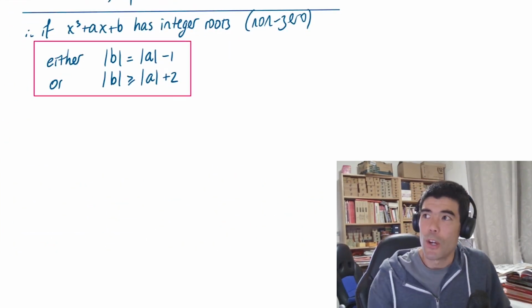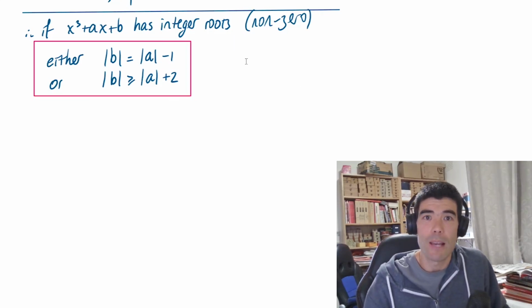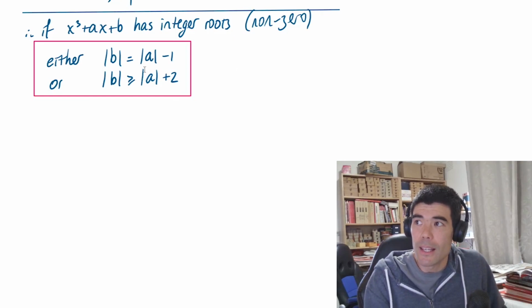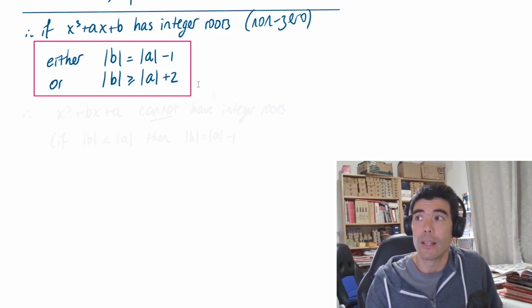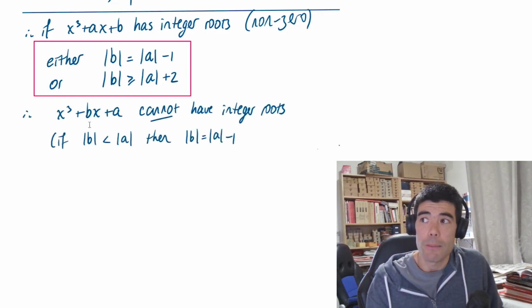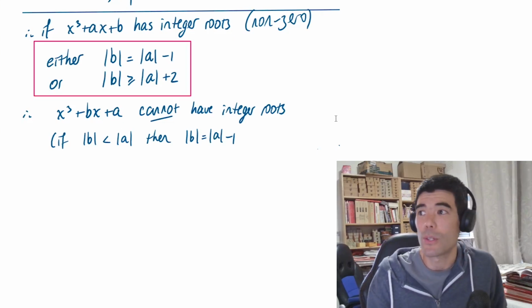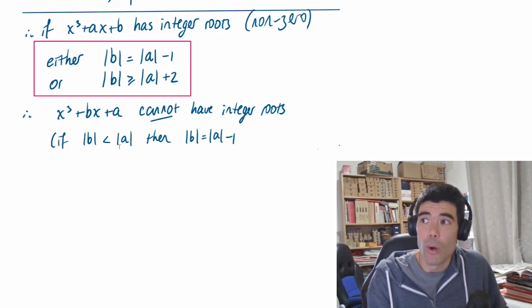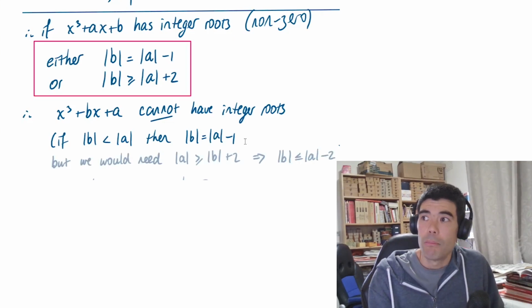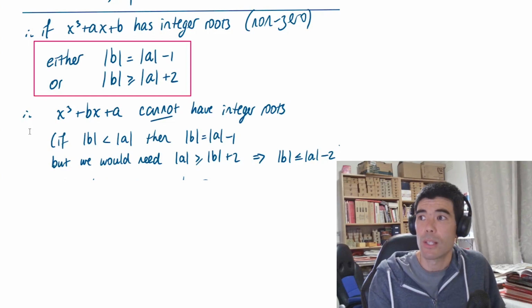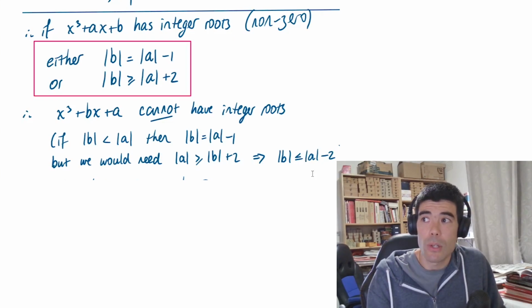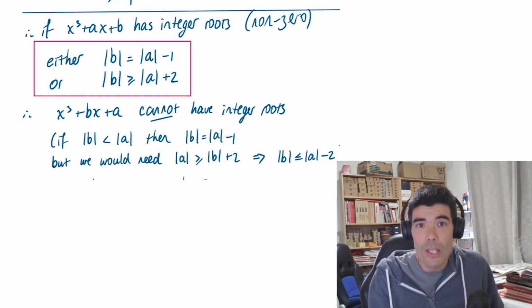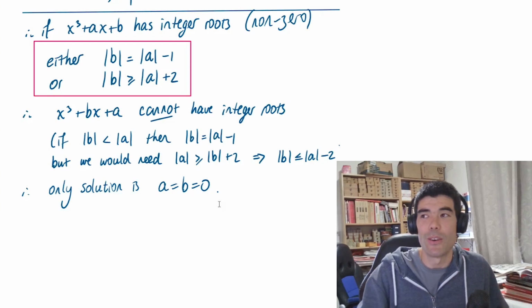All right, so what have we shown? We've shown that if this first polynomial does have integer roots, which are non-zero, then either the size of B has to be exactly 1 less than the size of A, or it has to be at least 2 greater. So therefore, if we swap A and B, x cubed plus bx plus A cannot have integer roots, because if the size of B were less than the size of A, it had to be exactly 1 less. But in order for that second polynomial to have integer solutions, we would need the constant term to be at least 2 greater than the size of B, which gives a contradiction. These two statements contradict each other, so this is not possible. The only solution to this problem is actually A and B both being 0.